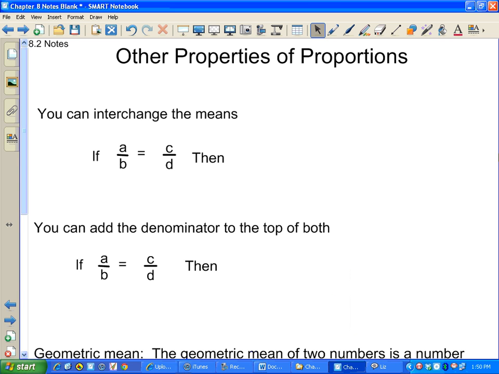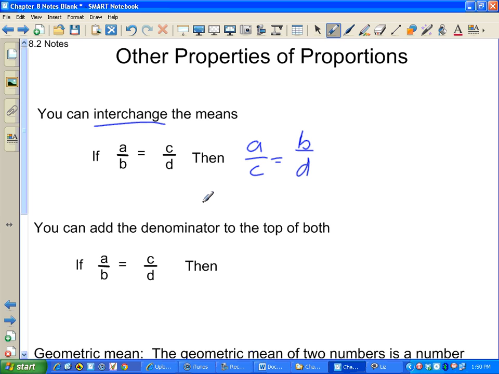Okay, the second section in Chapter 8 has to do with some other properties that you can have with proportions. The first one we're going to look at is you can interchange the means. The means, if you remember, are the middle ones, because if I read this, it's A over B equals C over D. The middle letters, B and C, are the means. So I can switch those. If this is true, then this is also true.